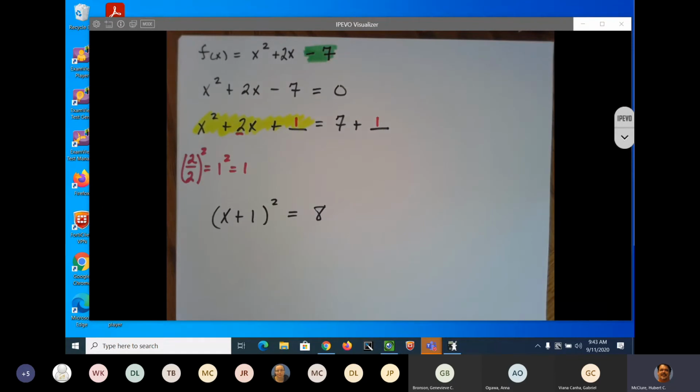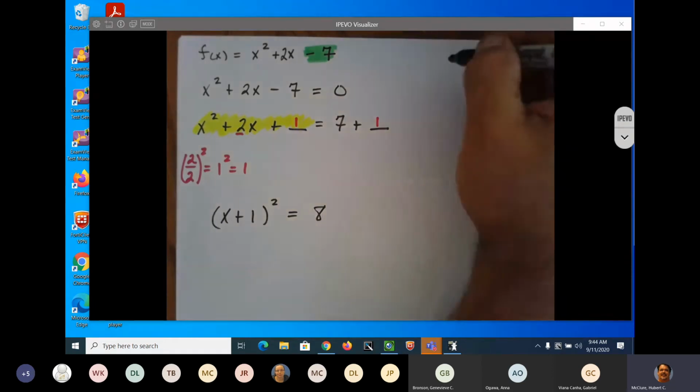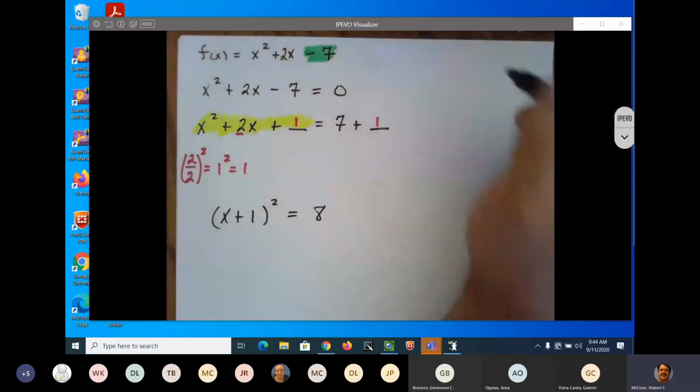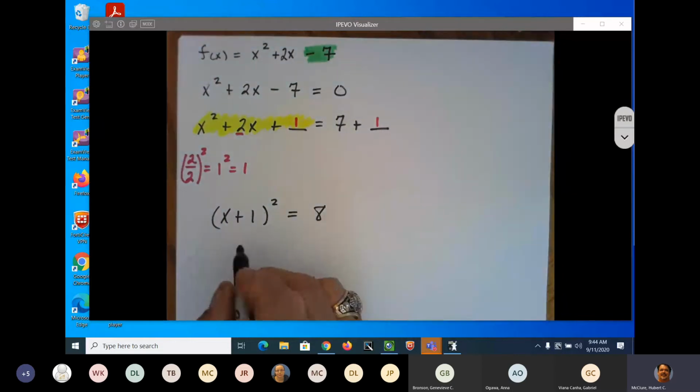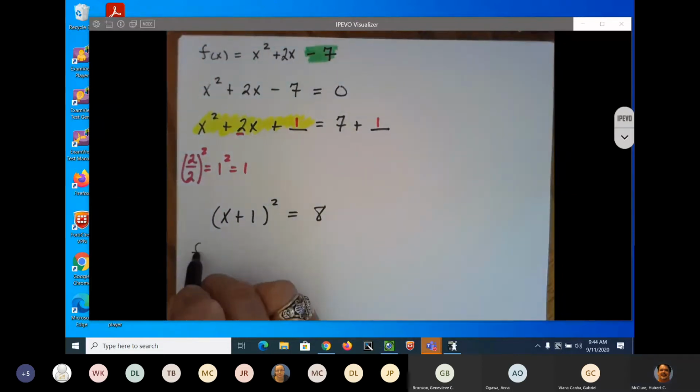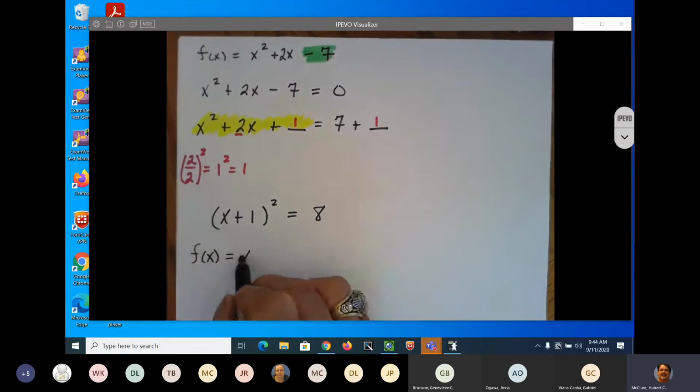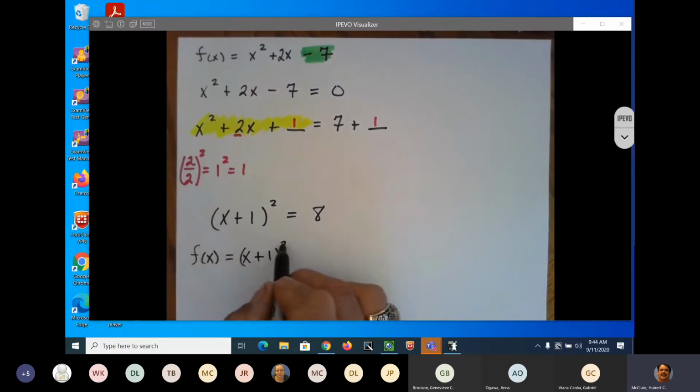And now I can find all my stuff. I can solve it and I can put it in. Let me go over here. Maybe I can do it like this. Well, let's go ahead and write it. F of x is equal to x plus 1 quantity squared minus 8.